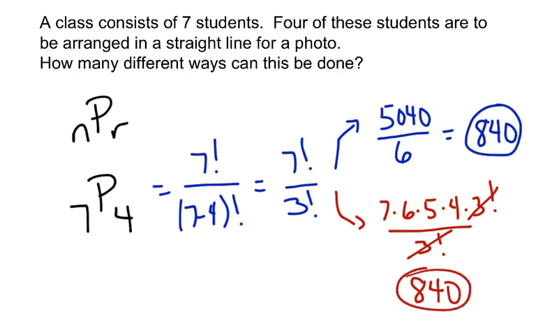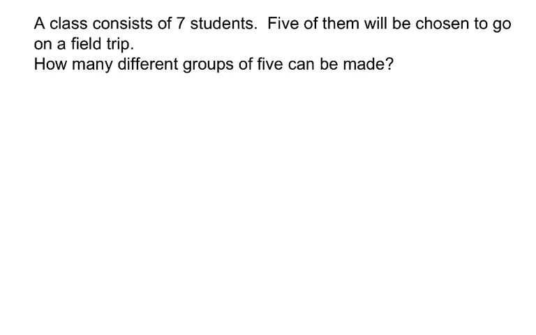Order mattered because changing the position of the students made the photograph look different. So order mattered. We had a permutation. A class consists of 7 students. 5 of them will be chosen to go on a field trip. How many different groups of 5 can be made?